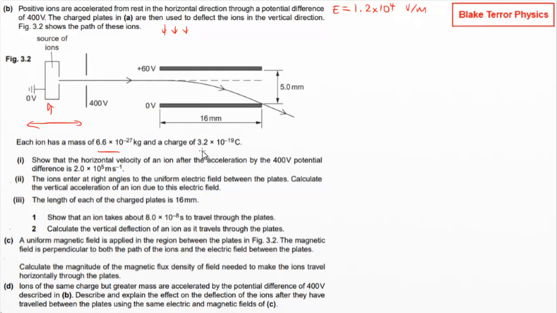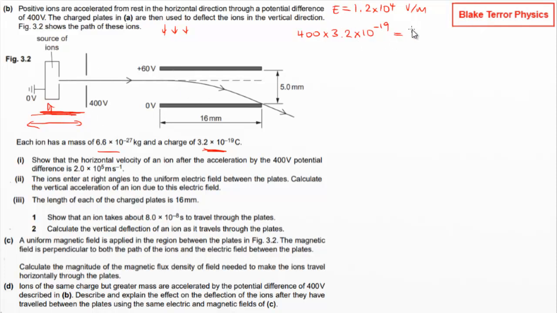They've given us mass and charge of the ions. Show that the horizontal velocity of an ion after the acceleration by the 400 volts is that. Okay, right, we're back on the kinetic energy thing again. Right, so our energy of accelerating through the potential difference is our joules per coulomb multiplied by coulombs. This is our charge. So 400 multiplied by 3.2 times 10 to the minus 19. Just make sure you get the right voltage. Of course, you're being accelerated across this 0 to 400 volts, not the 0 to 60.